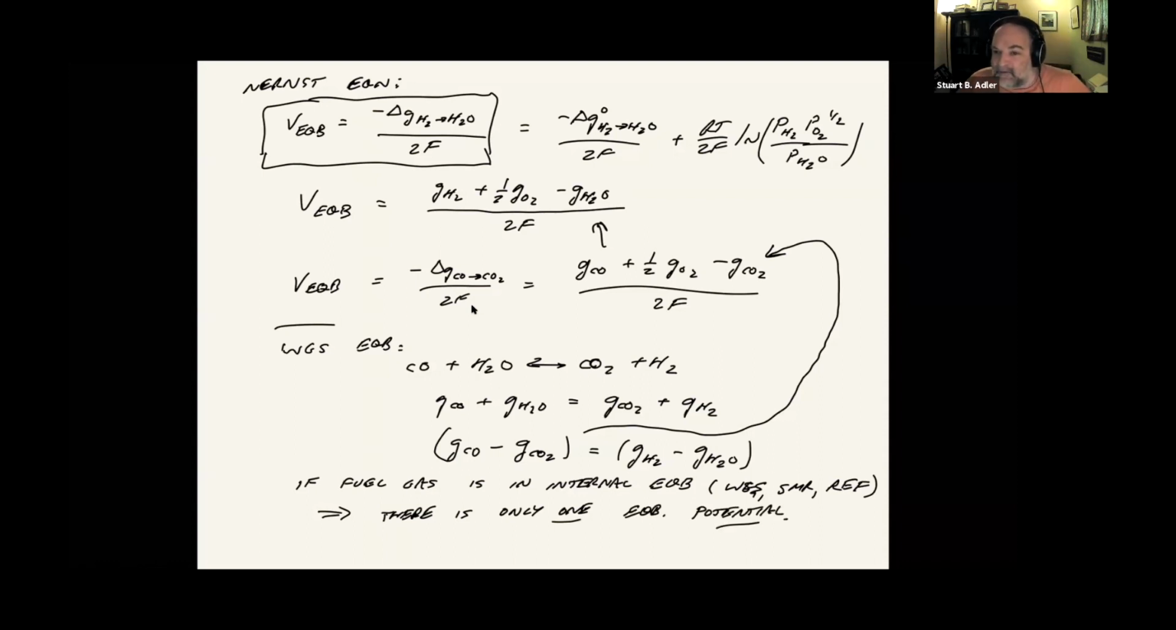You can pick any of them. Say we calculate hydrogen partial pressure and water partial pressure, stick that into the Nernst equation, and we'll calculate the equilibrium voltage. If we've done our calculations correctly, then if you take the CO and CO2 concentrations you calculated and stick them into the appropriate Nernst equation, the same number will pop back out. So we can actually use that as a consistency check in our calculations.